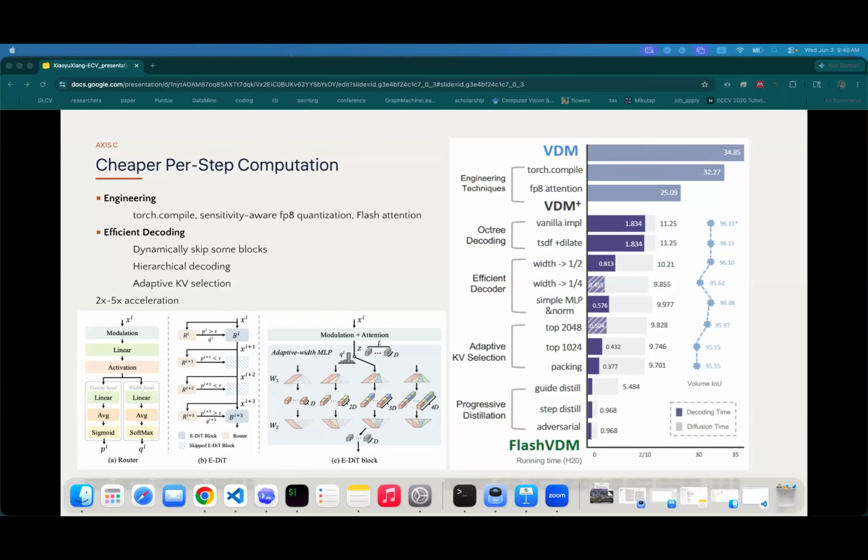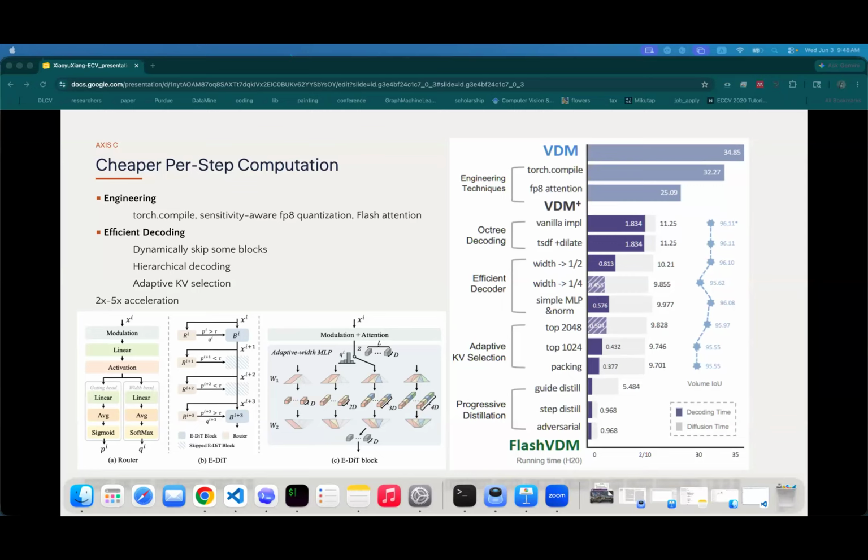And Flash VDM accelerates the pipeline in more standard ways, in 2 ways. First, it applies many engineering optimizations, like torch compile to reduce the framework overhead, FP8 quantization to lower the memory and compute cost where the model is less sensitive, and flash attention to improve the attention efficiency.